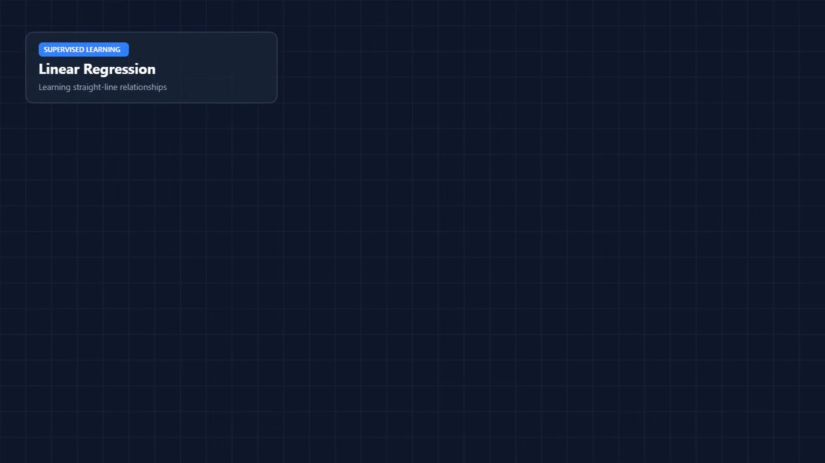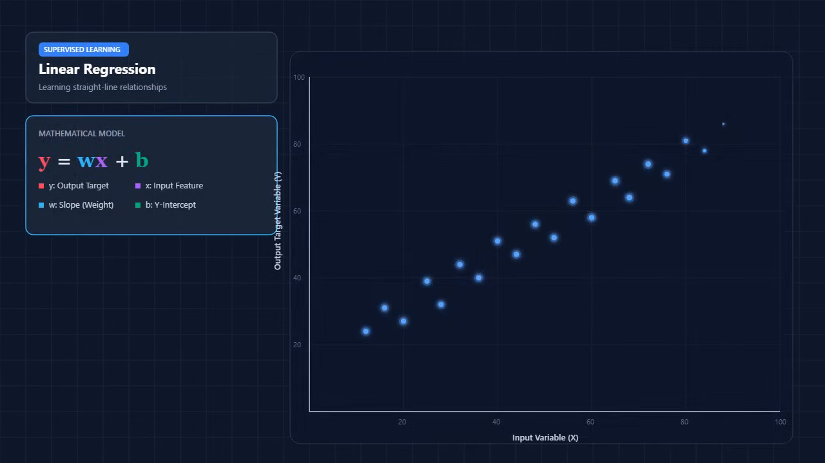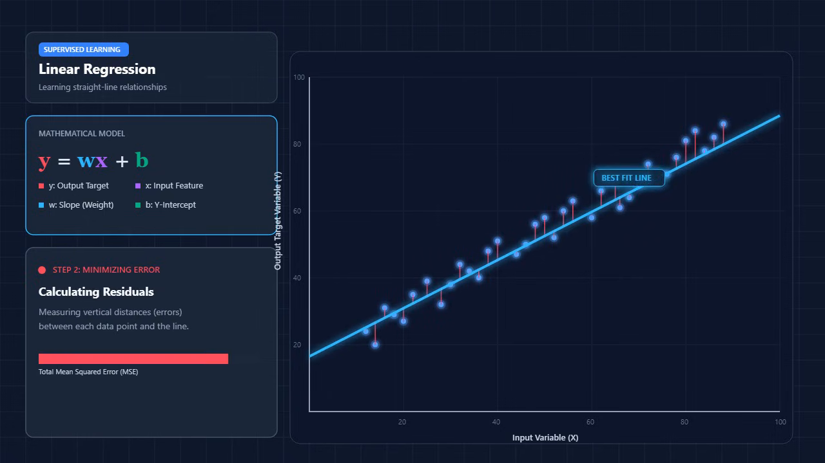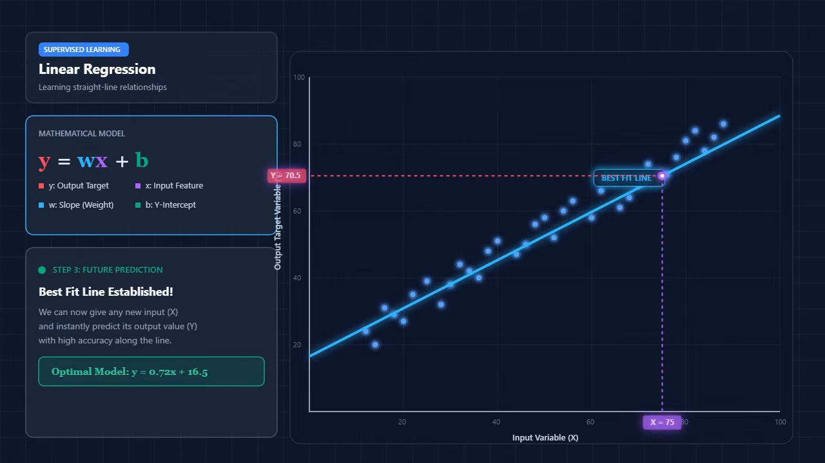So, what is linear regression? By definition, linear regression is a supervised machine learning algorithm that learns a straight-line relationship between input variables and an output variable. A simple explanation: imagine drawing the best possible straight line through thousands of points. That line helps us predict future values.